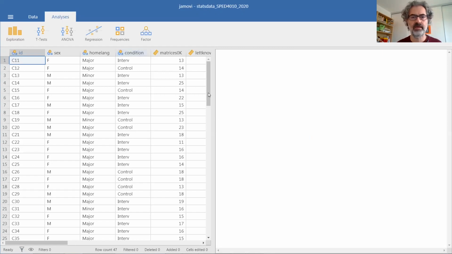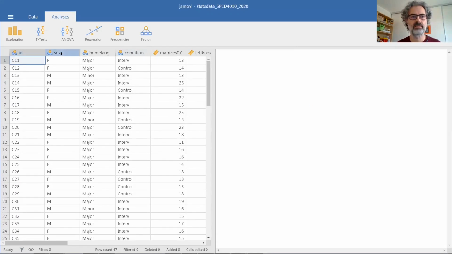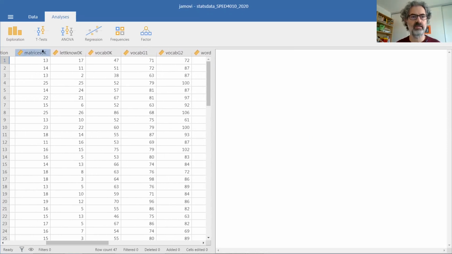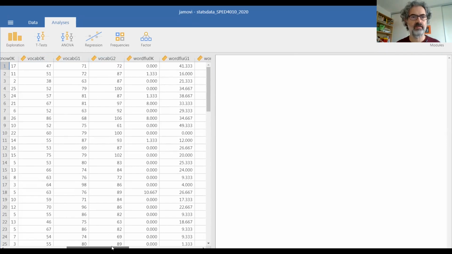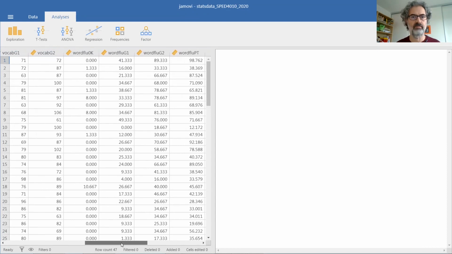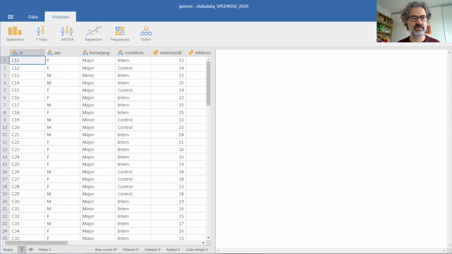In this dataset, we have information for 47 children, including their sex, home language, condition in an intervention study, and some measures taken in kindergarten with the letter K, so a nonverbal ability, letter knowledge, receptive vocabulary, and word reading fluency, and measures taken in grade 1 and grade 2, including vocabulary and word reading fluency, and a final measure of word reading fluency post-intervention. Some of these data are real, some are simulated.